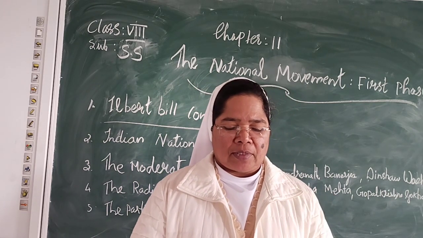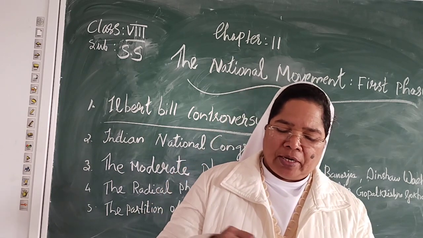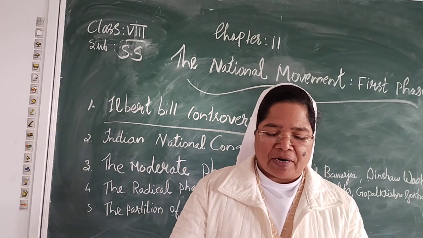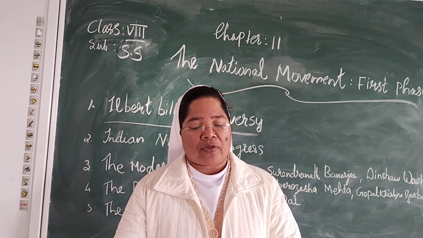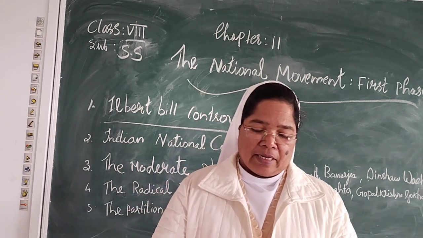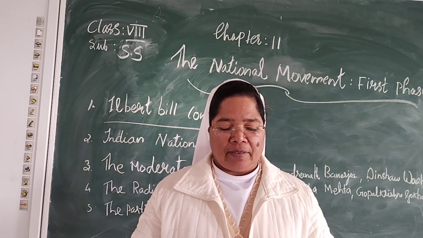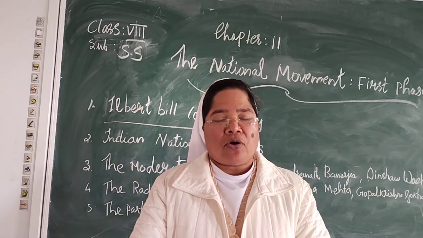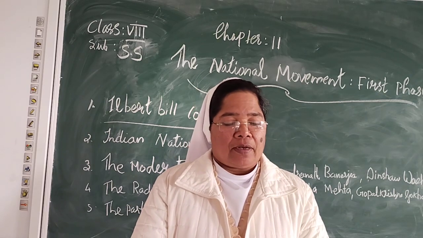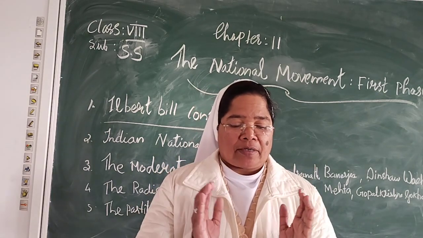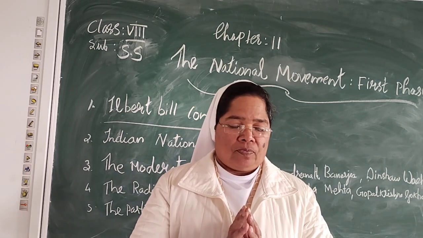The Congress held its sessions in different parts of India once a year. For the first few years, many Englishmen were also involved in these activities. In the early years, the main aims of Congress were as follows. The National Congress was conducting the meeting under A.O. Hume.